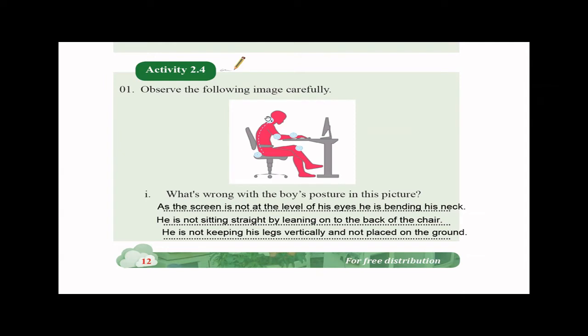He's not sitting straight as well, right? Normally, you have to sit straight by leaning on your back to the chair. He's not doing that either. And legs, you should always keep your legs vertical and placed on the ground, but he's not doing it, right? And if you see carefully, his elbow is kind of bent. It's not a very comfortable way of typing. So all these things are wrong posture.